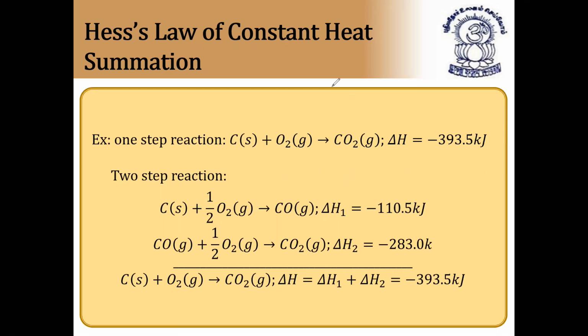So this is called Hess's law of constant heat summation. If the reaction is taking place in one step or several steps, then the standard heat of reaction is equal to the algebraic sum of the heats of reactions taking place in several steps. So delta H is equal to delta H1 plus delta H2. I hope it is clear. Next.